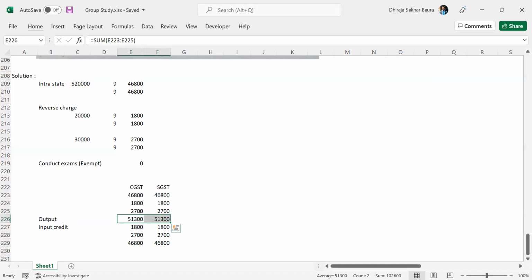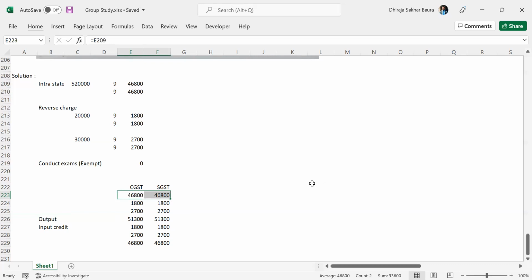Your liability was how much? Why are you looking at 46,800? Our liability was 51,300, right? Including those two. Correct. Now that we are deducting 1,800 and 2,700, it will come back to 46,800, isn't it? We're basically adding and deducting the reverse charge mechanism once. That's all that is happening. So your CGST and SGST liability remains as it was for the intrastate supply, as if the reverse charge mechanism was not there at all. And it makes sense also, isn't it?